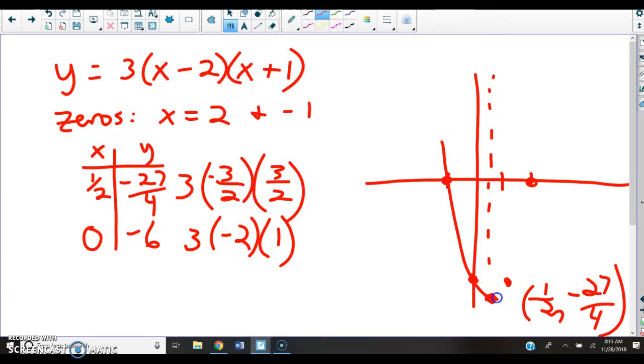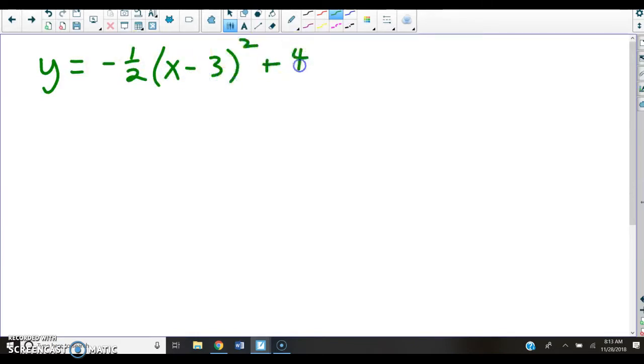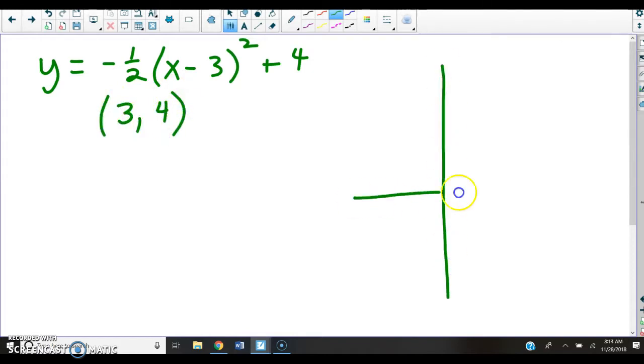And you should have realized it was going to be fairly skinny because of the 3. And then my favorite form, I think, is the form that's giving me the vertex. Looking at that, I know my H is 3 and my K is 4. So I already know this is starting at 3, 4.